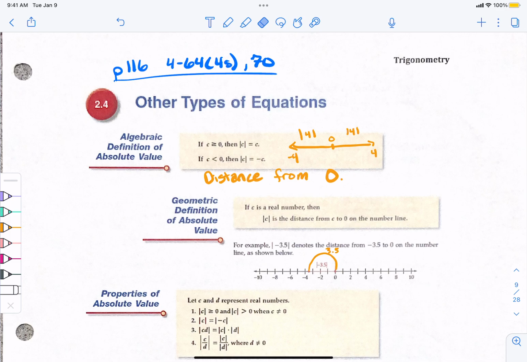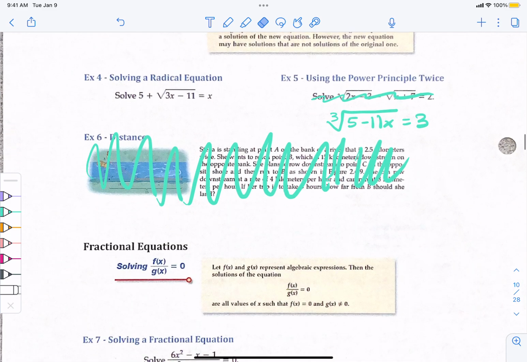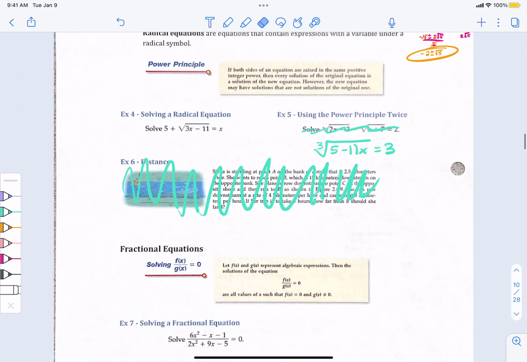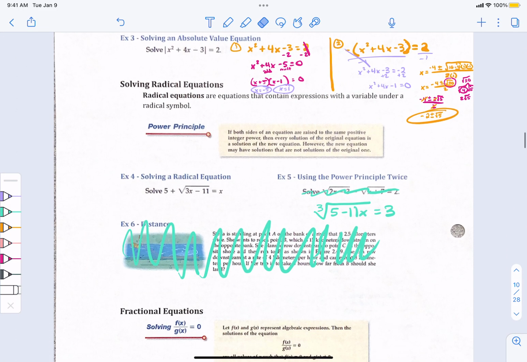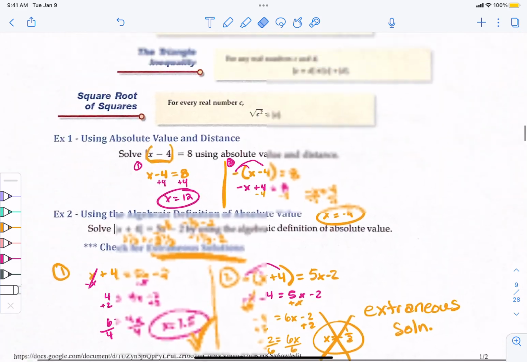This is 2-4. We did absolute values yesterday. We're going to do radicals today. Only 3 examples, and I switch example 5. We'll get to that. I'm going to change it just a little bit because I don't give you anything that's quite that ugly as a part of your homework. So we'll just do one of those.